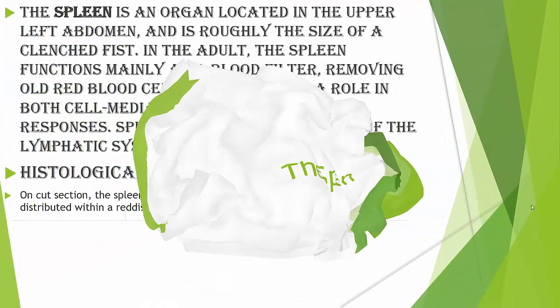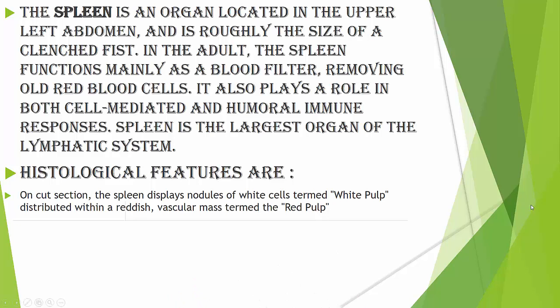The spleen is an organ located in the left upper abdomen and is roughly the size of a clenched fist. The spleen's main function is as a blood filter, removing old red blood cells. It also plays a role in both cell-mediated and humoral immune responses. Spleen is the largest organ of the lymphatic system. The histological feature is the presence of white pulp and red pulp.